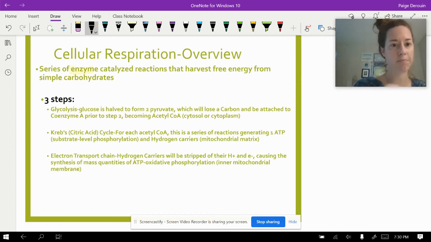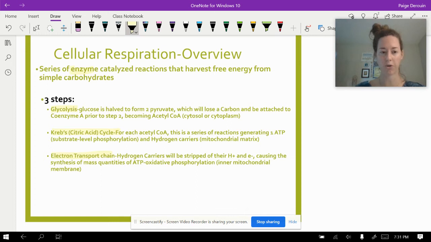So here they are. I'll highlight them: glycolysis, Krebs cycle, electron transport chain. All of this takes place within your cells. For eukaryotic cells, which is what we're really going to focus on, a lot of this takes place in the mitochondria, which is actually the reason that the mitochondria is considered like the powerhouse of the cell, which you've been saying since like third grade. It's because cellular respiration happens in the mitochondria.